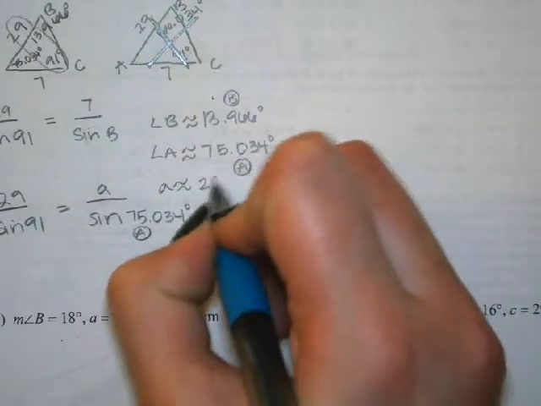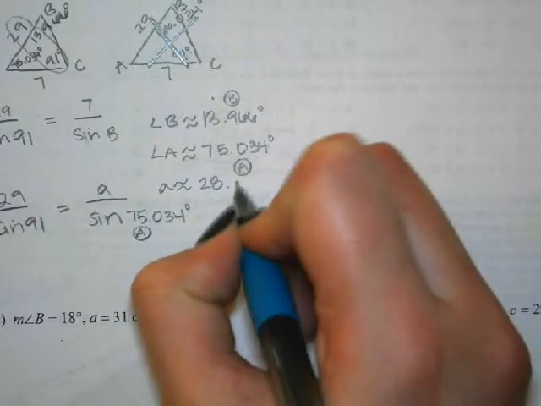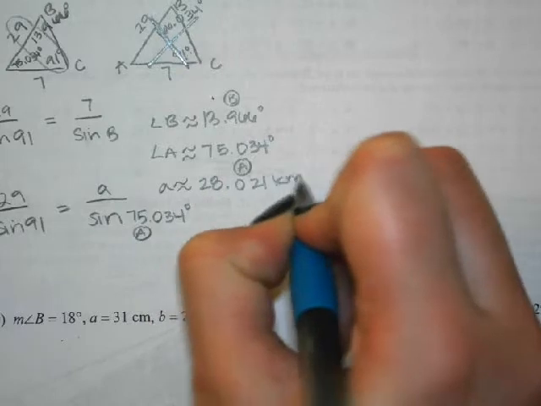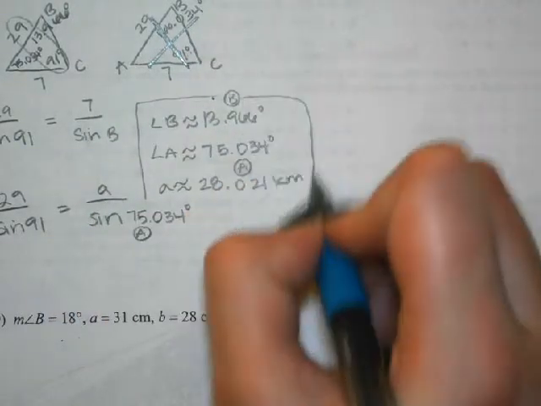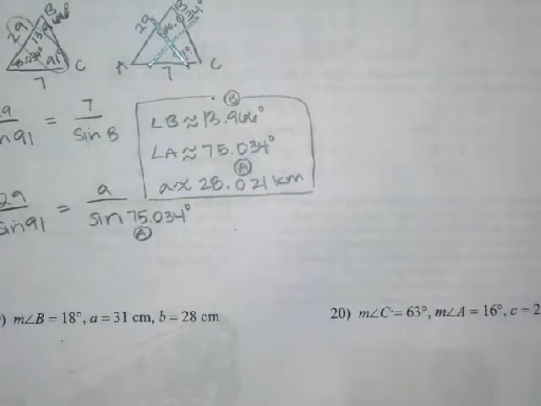And what's the units for that side? All right, kilometers. All right, so there's the three pieces of information that solve our triangle.